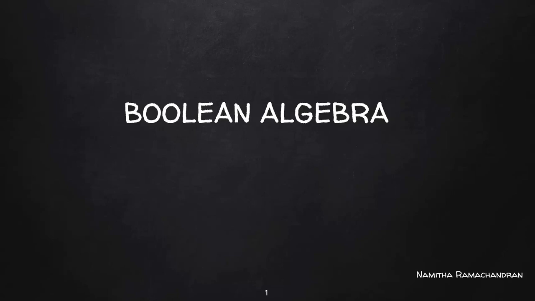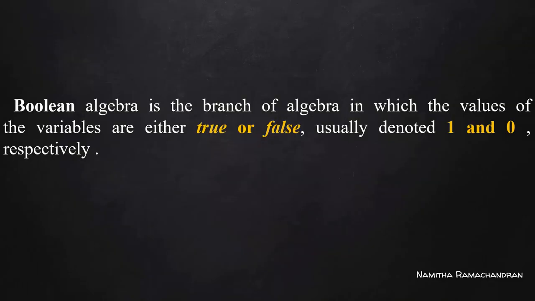Welcome back everyone. We can consider a new topic here, that is Boolean Algebra. Usually our general algebra deals with the manipulation of numbers. But Boolean Algebra is a branch of algebra in which the values of the variables are either true or false. The variable can take only two values, true or false. True is represented using binary 1 and false is represented using binary 0.